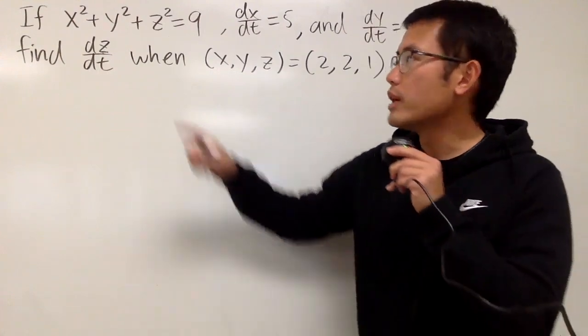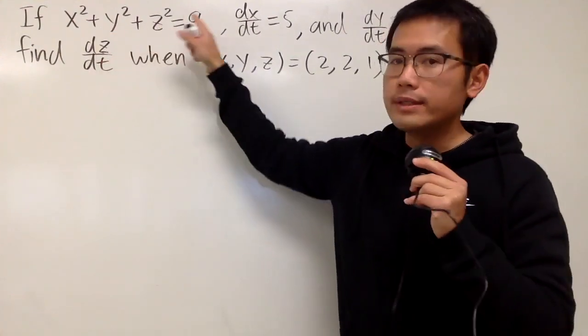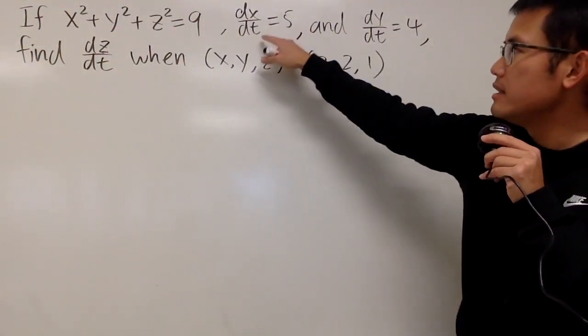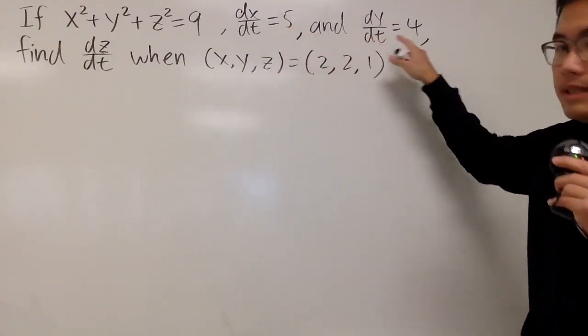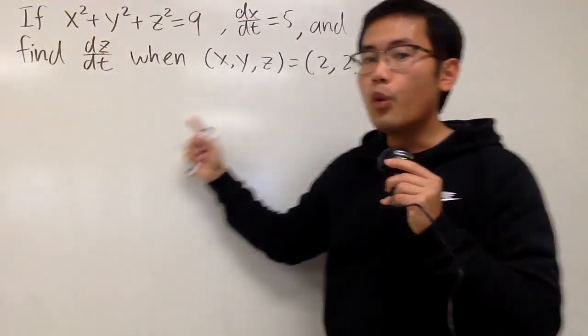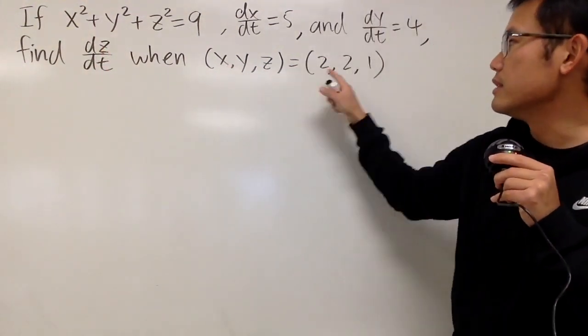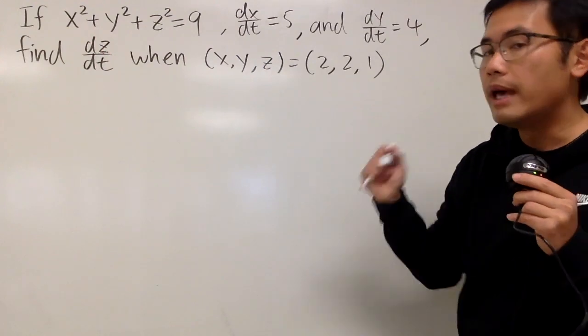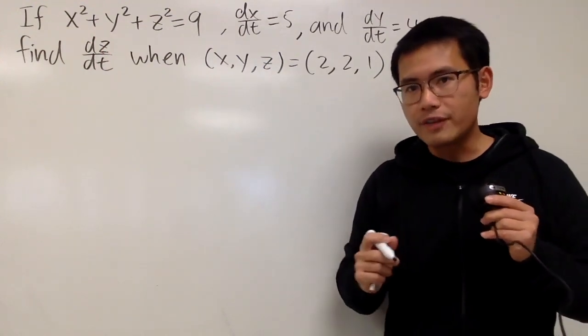Okay, so here we have this question. If x squared plus y squared plus z squared is equal to 9, and we know that dx/dt is equal to 5 and dy/dt is equal to 4, we will try to find out what the value is for dz/dt when the coordinate of x, y, z is 2, 2, and 1. So x, y, and z, they are all functions of time, right?